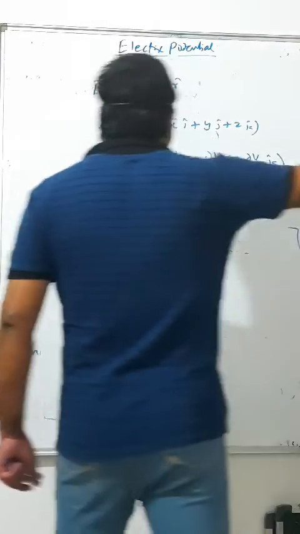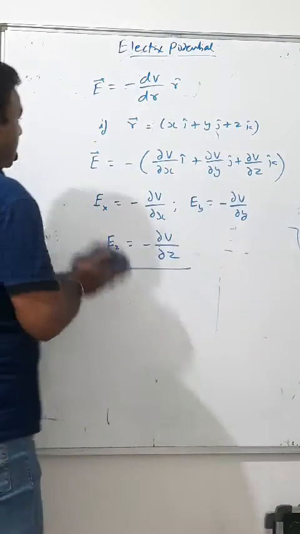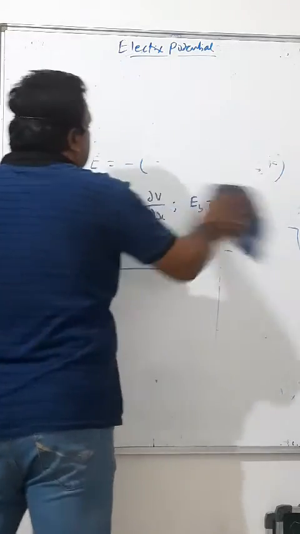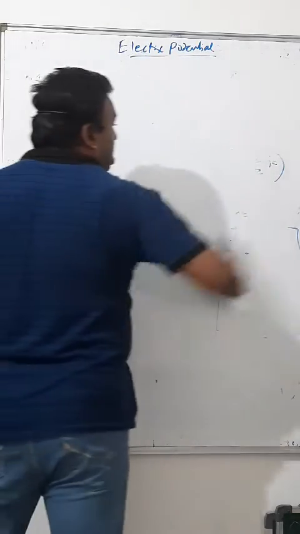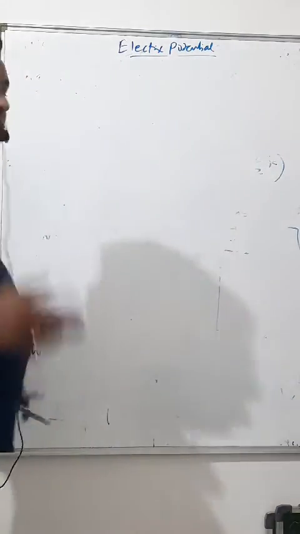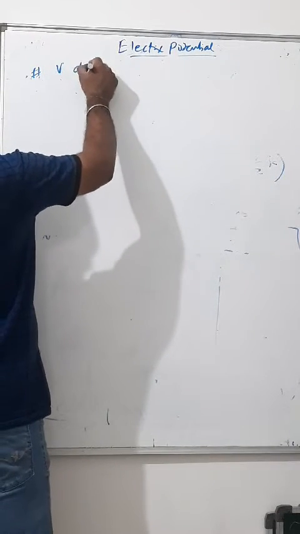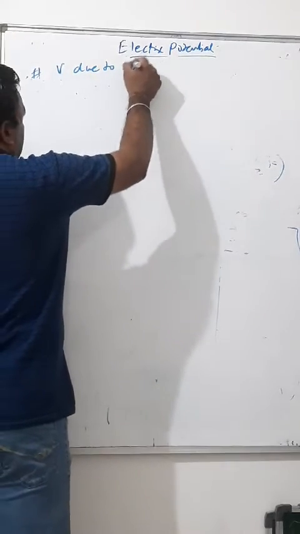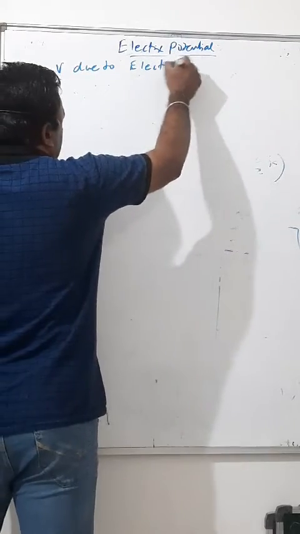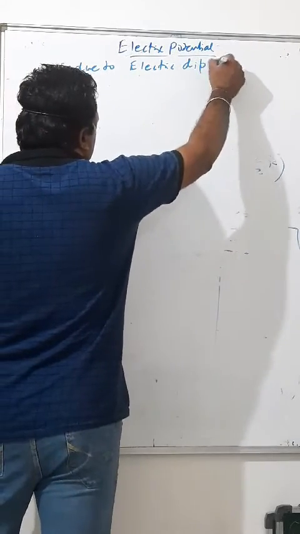Now, we come to some potentials due to some charge arrangement, V due to an electric dipole.